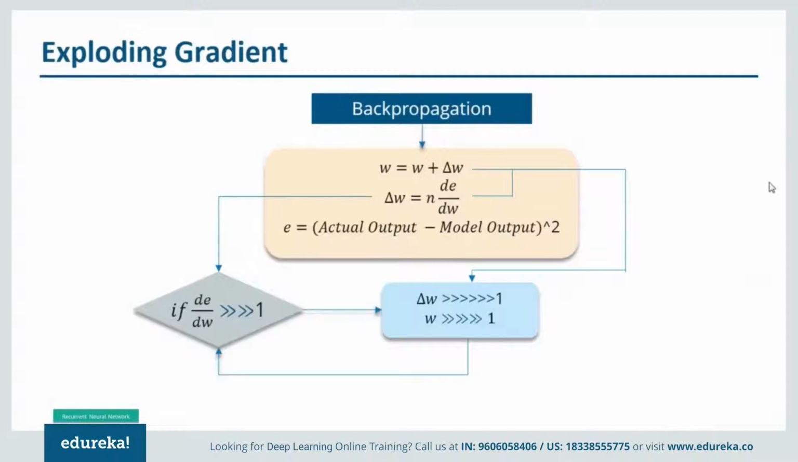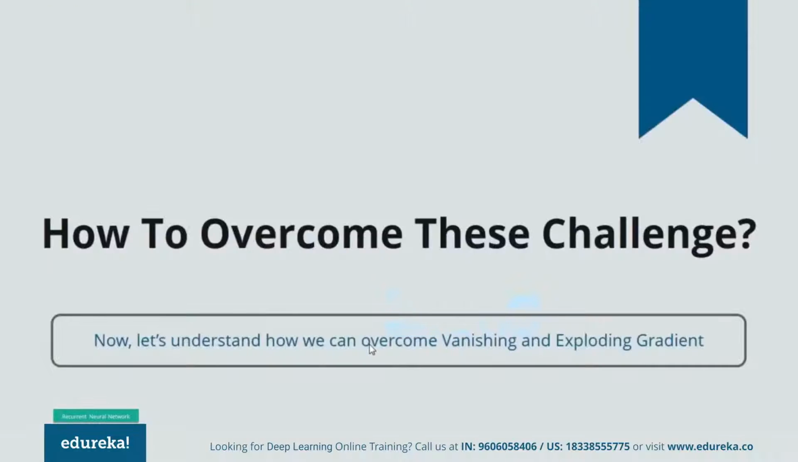Similarly, when I talk about exploding gradient, it is just the opposite of vanishing gradient. What happens when your gradient, dE by dW, becomes very large, greater than 1, and you have some long-term dependencies? At that time, your dE by dW will keep on increasing, delta W will become large, and because of that, the new weight that will come will be very different from your old weight. So these two are the problems with backpropagation. Now let us see how to solve these problems.